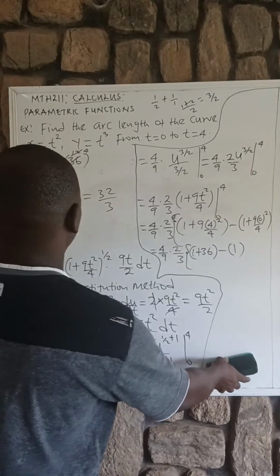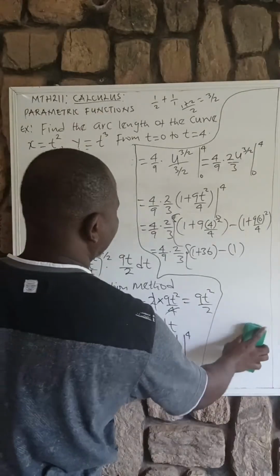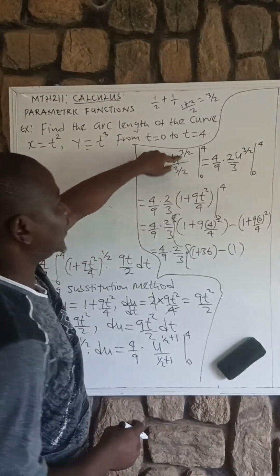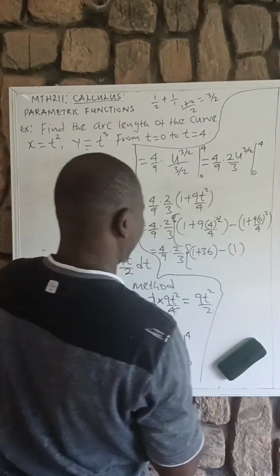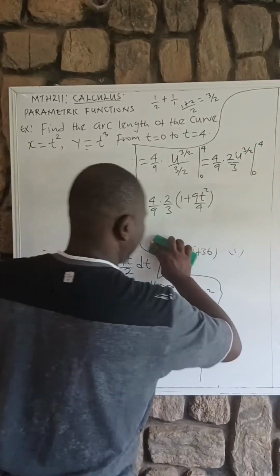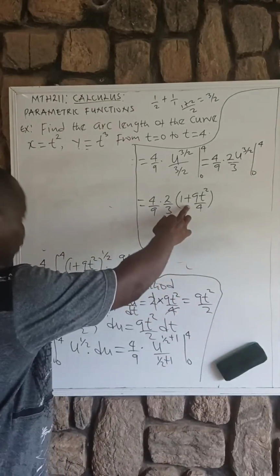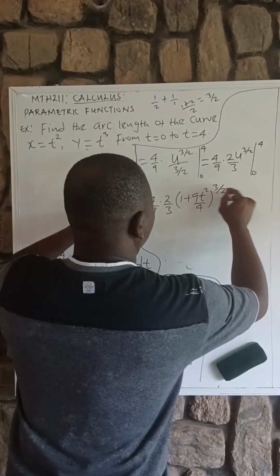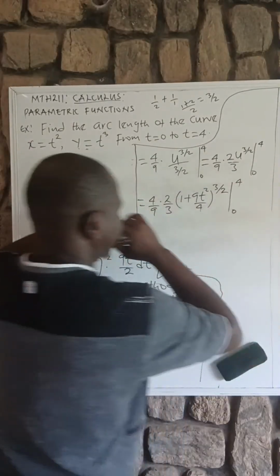Sorry, we have made a mistake. We've forgotten the u raised to the power of 3 over 2. Yeah, please take note. We mixed up somewhere. Please, let's go back here. We just substituted for u, but u is raised to the power of 3 over 2, right? So at 0 to 4.